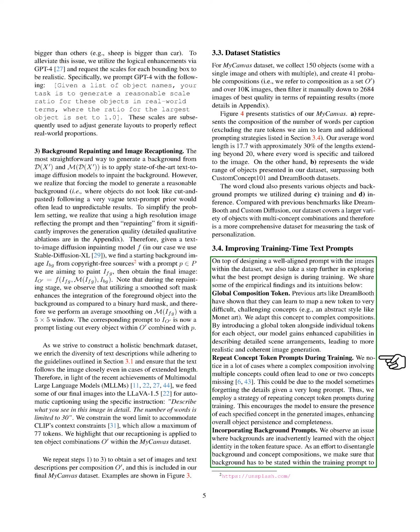We also repeated concept token prompts during training to ensure that each specified concept is present in the generated images, thus improving object persistence and completeness. Additionally, we incorporated background prompts to separate background learning from object identity, encouraging the model to focus on learning the object details.